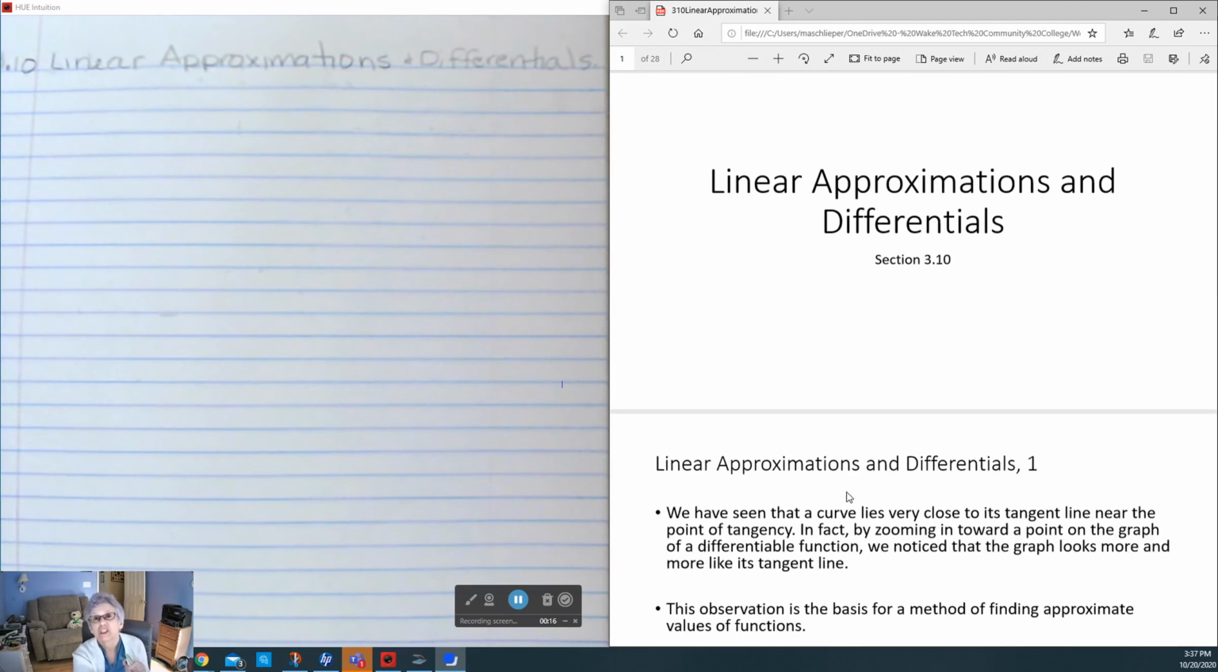Linear approximations are super easy. It's just another way of saying the equation of the tangent line at a point. You already know how to do that, so yay, this will be good.